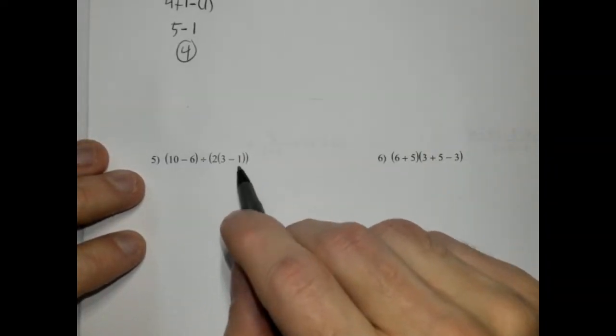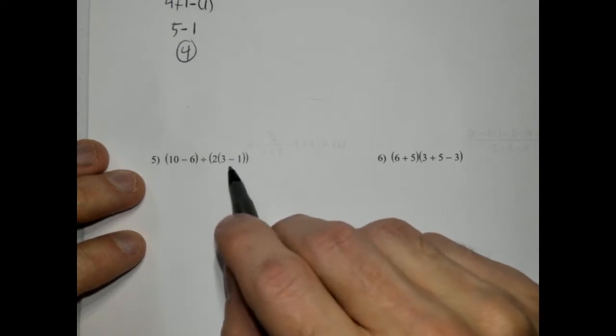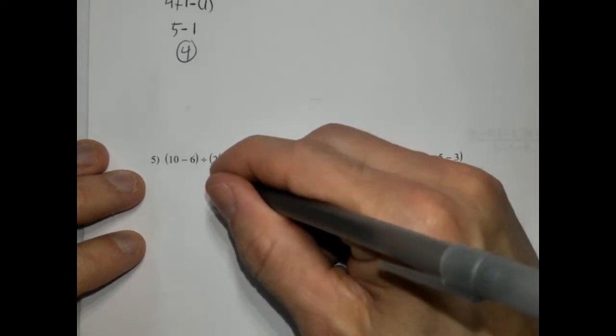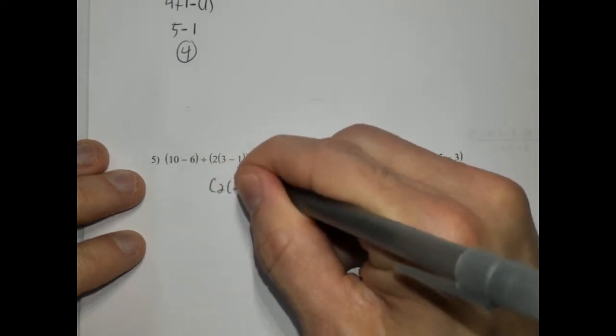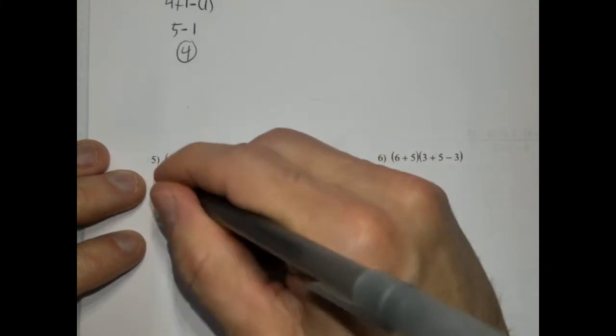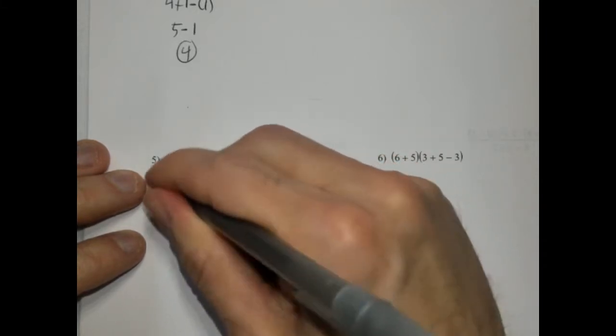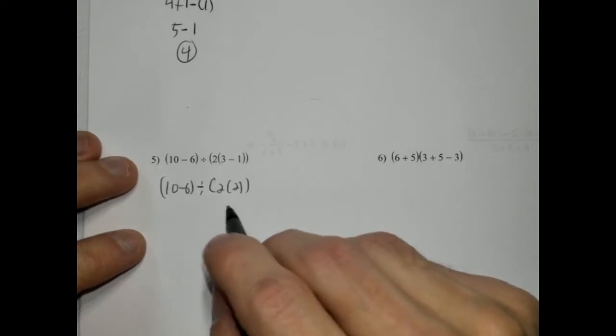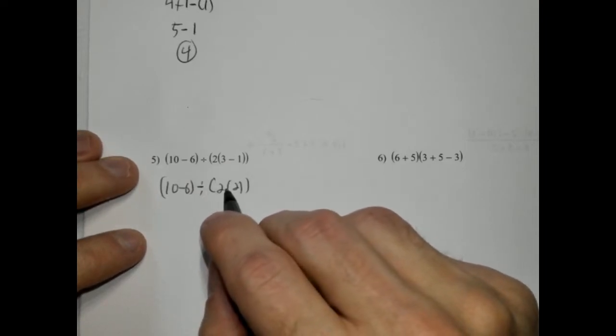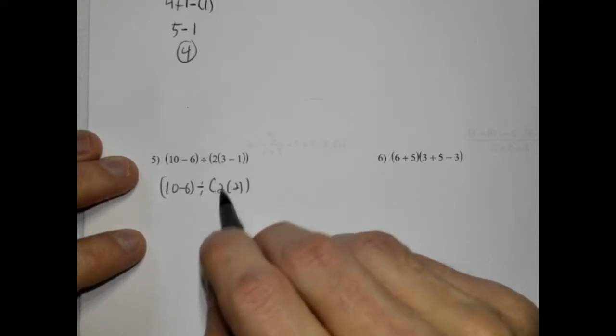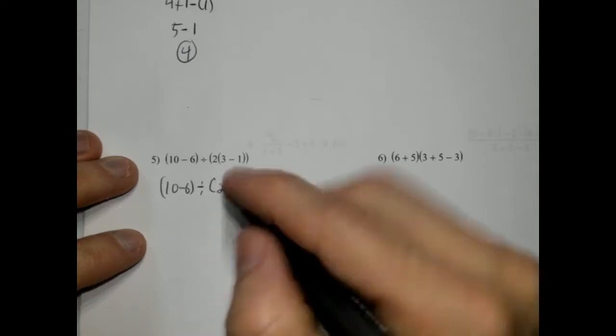Okay. Number 5, we have a whole bunch of parentheses. So we're going to work from the inside out. We're going to work at the innermost parentheses here, which is 3 take away 1, which is 2. So 2, parentheses 2, close parentheses, and then 10 minus 6 over here. So you got to be careful here when you have multiple parentheses. So yeah, we have multiplication here, we have subtraction, they're both in parentheses. Let's do the multiplication first. So 2 times 2 is 4.